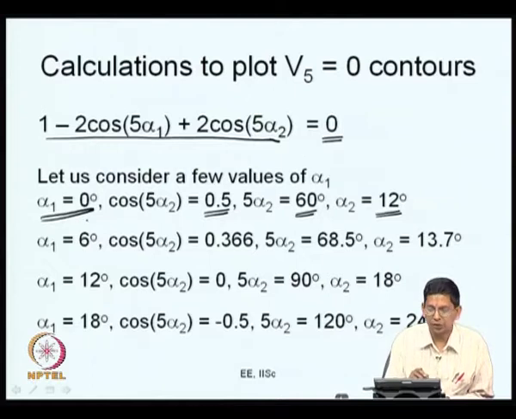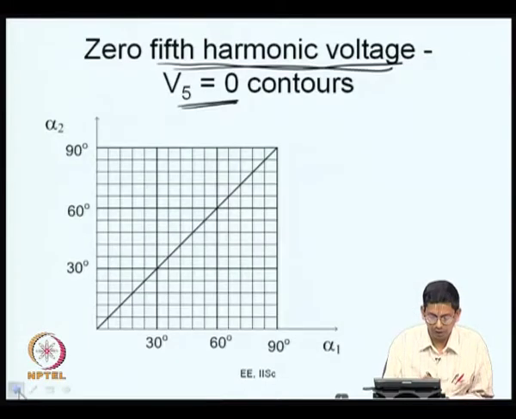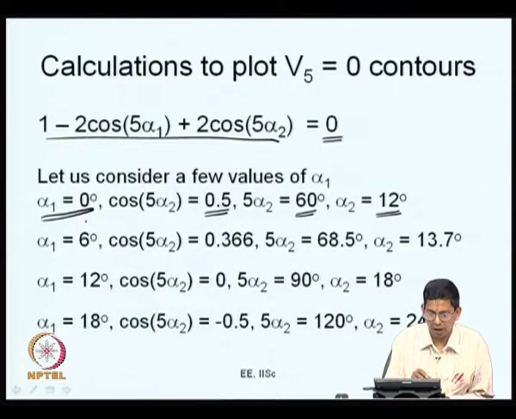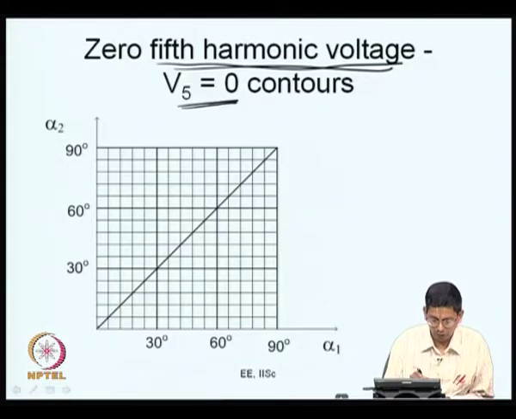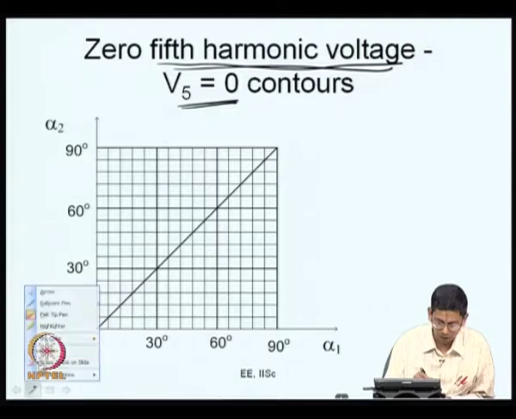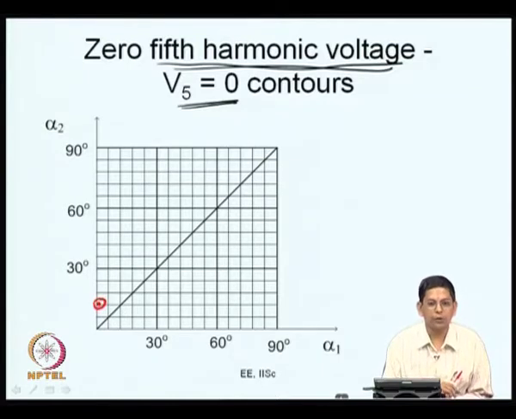At this point 0 comma 12, you have the fifth harmonic equal to 0. So, shall we go and plot that point on this? What is that point? Alpha 1 is 0 and alpha 2 is equal to 12. Let me use a different color, a red color here. So, I take this point now. This is my point, V phi is equal to 0.